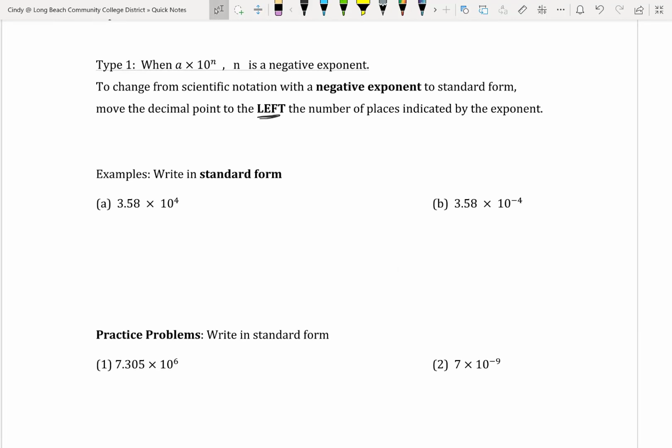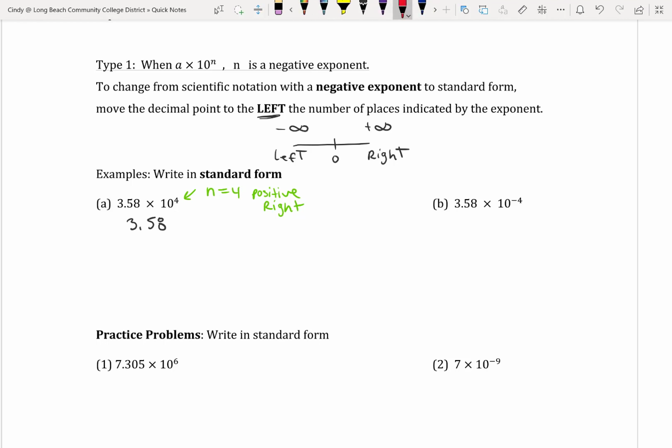For example, we want to write 3.58 times 10 to the 4 in standard form. So that exponent here, n, is equal to 4. I know it's positive, so positive means move to the right. And if you're ever confused about this, just think about where positive infinity and negative infinity are. If it's positive, you're to the right. If you're negative, you're to the left. So that visual sometimes might help you.